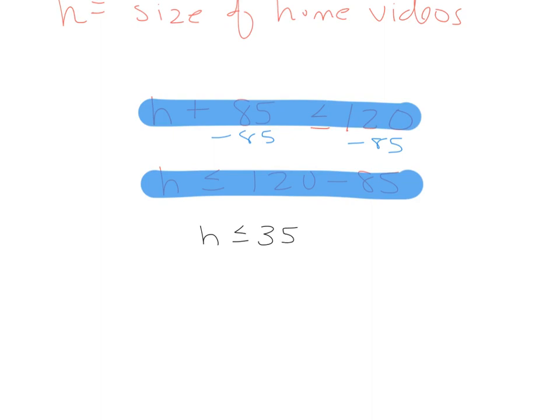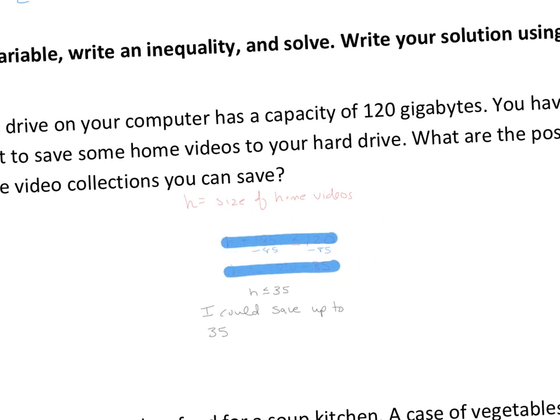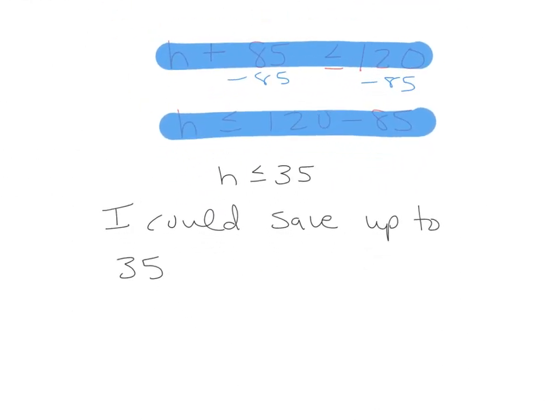Okay. So now when we write our sentences, it changes just a little because we have to include the inequality. We can't just say that it is 35. So we could write, I could save up to 35 gigabytes of home videos.